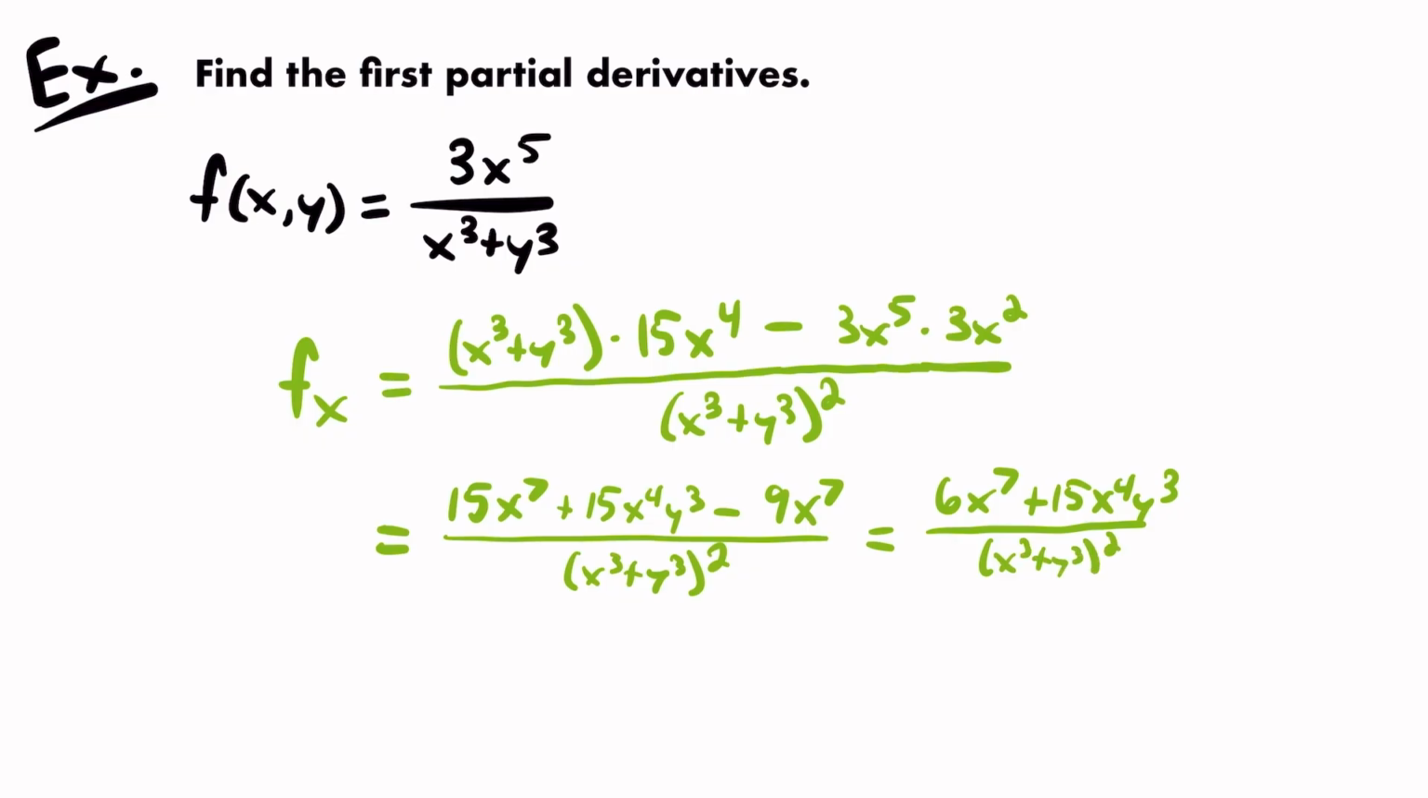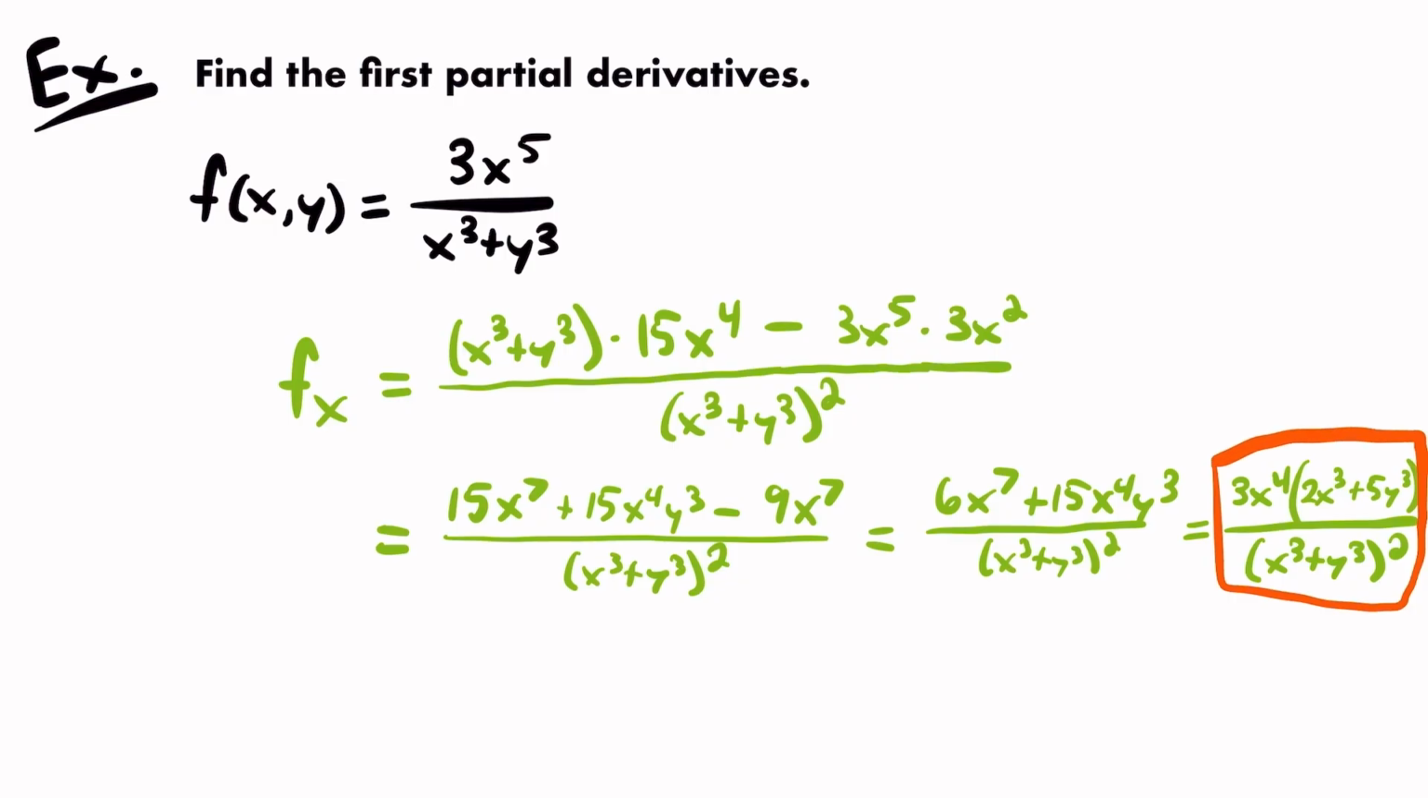Now you could stop there, but technically there is a common factor in the numerator that you could pull out. Both of these terms have a common factor of 3x to the power of 4. You could pull that out of each of these. If you were to do that here, you'd have 3x to the power of 4 times 2x to the power of 3 plus 5 times y to the power of 3. And then the denominator remains the same. That right there is the partial derivative with respect to x for this multivariable function.